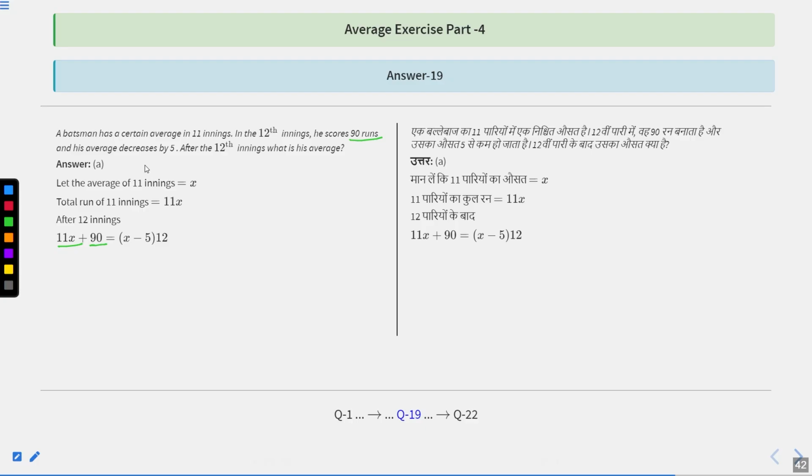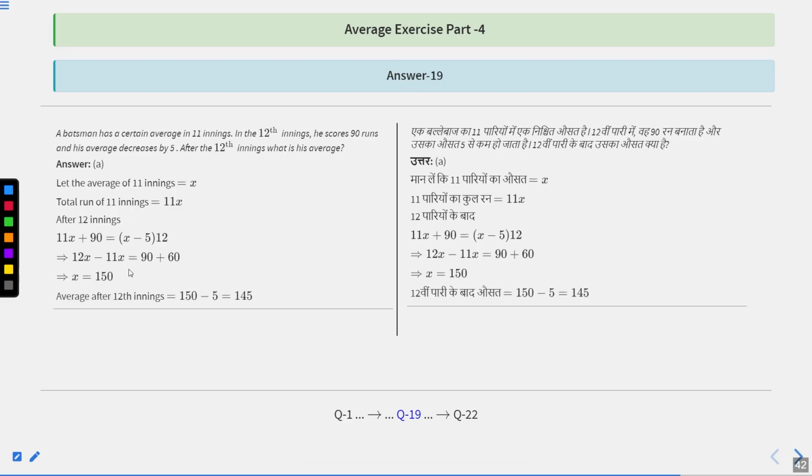And the question says that after the 12th inning, the average decreases by 5. So it means the total runs become (X minus 5), the average, multiplied by 12. Both are equal. So when we compare them, we get the value of X, which is 150. So the average after the 12th inning becomes 145, because the average is decreased by 5. So what will be the average? The average becomes 145. A is the correct answer. Next one.